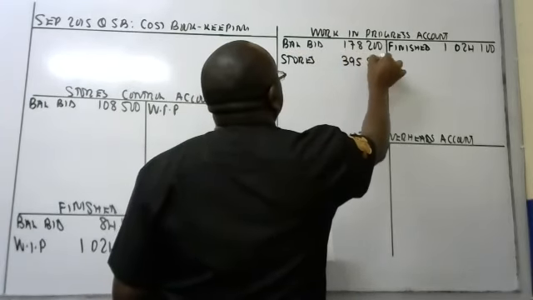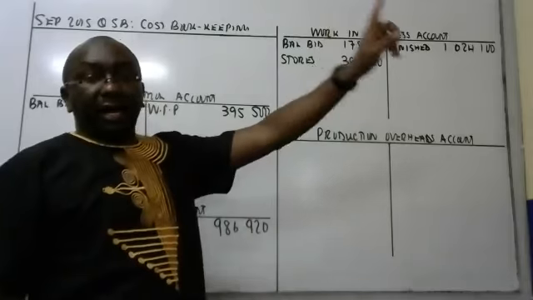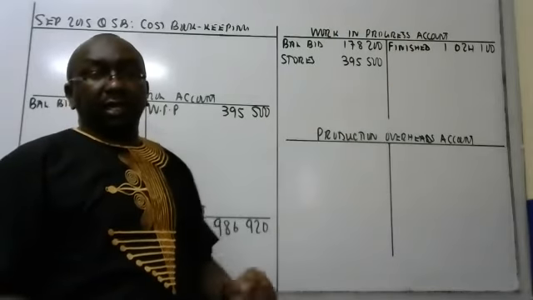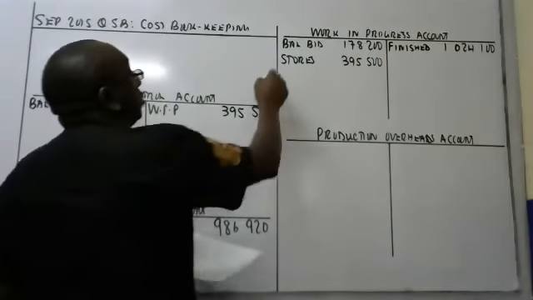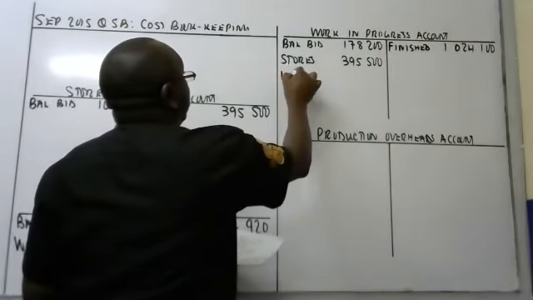Direct wages. When you have direct wages, you debit work in progress and credit wages account, which is not present in our case. So here we will debit wages to show the labor cost. Direct wages 170,960.